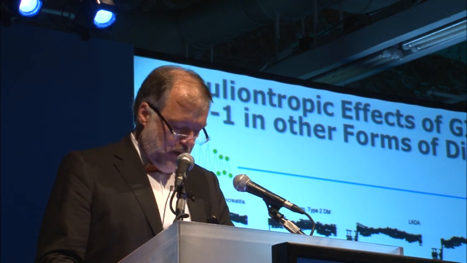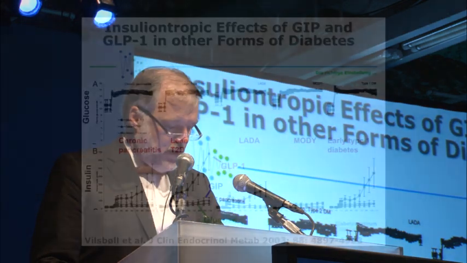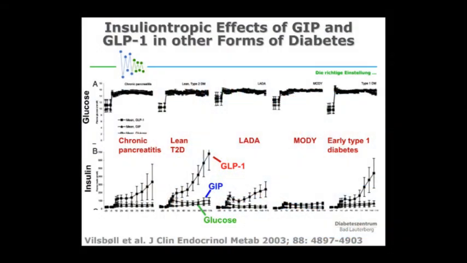And to address this question, our colleague Tina Filsbøl in Copenhagen, who works with Jens Holst, has studied this phenomenon in a variety of different etiologies of diabetes. Diabetes due to chronic pancreatitis, the rare lean type 2 diabetic patients, those patients characterized as LADA, so with autoimmune phenomena like type 1 diabetes, but on first sight they look like a type 2 diabetic patient and they still have some insulin secretion by themselves, MODY diabetes, and early type 1 diabetes where there still is some beta cells left.